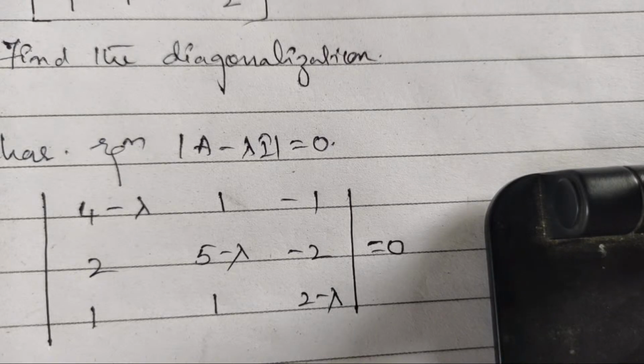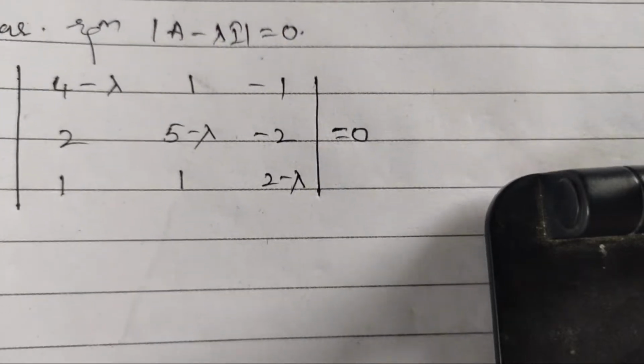Along with me, you also take a pen and paper and solve it. Then only you are going to learn mathematics very easily. If you are only going to listen, you won't get anything. So practice makes a man perfect. Along with me, you also take one paper and pen and solve it. Find the determinant of this one.